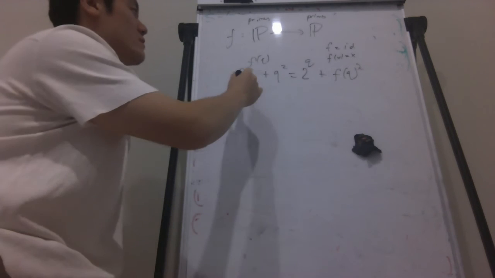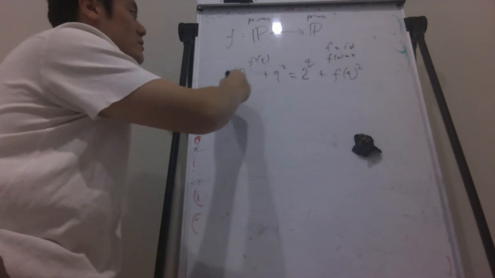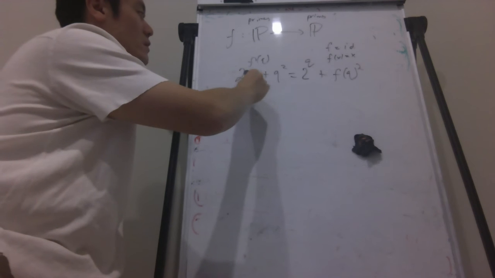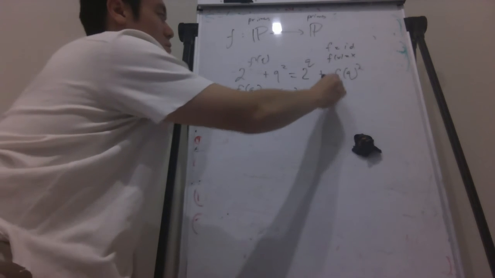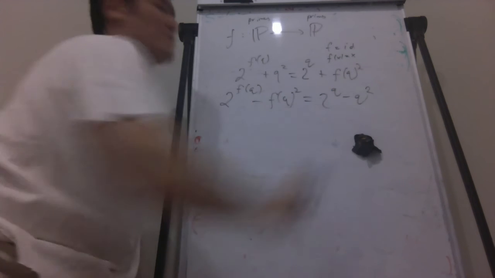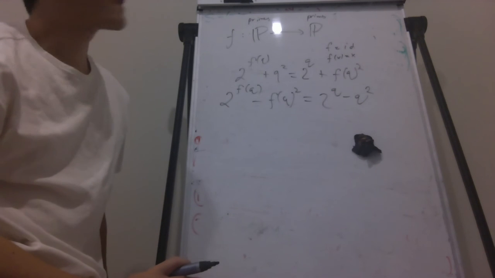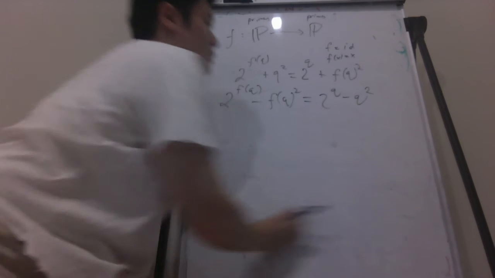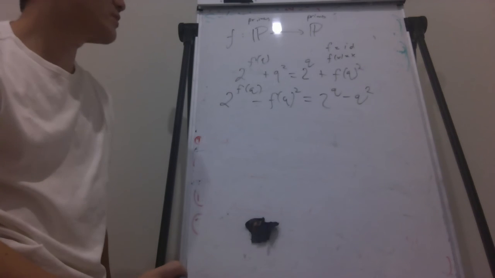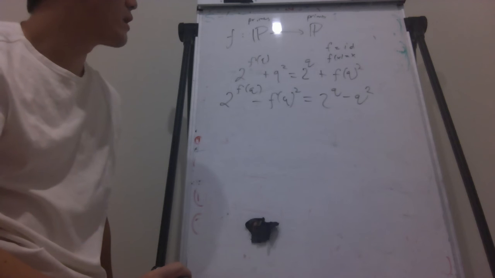So one thing you could do, look at this function. You rearrange this: 2 to the f of q minus f of q squared equals 2 to the q minus q squared, right? So I'm basically copying Hybein's solution now, okay?